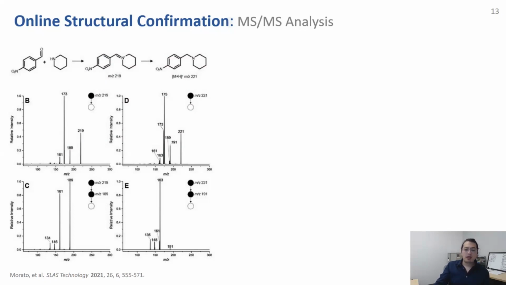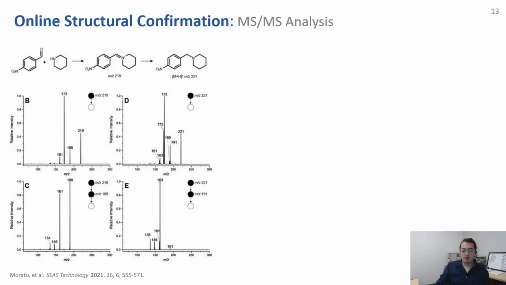But if you don't know, you can take both of them, the 221 and the 219, and characterize them so that at the top, in B and D, you see both the MS/MS of the imine and the amine respectively, and you see that they have very similar fragmentation patterns, basically shifted by 2 units, and they correspond to normal radical losses induced by the nitro aromatic group. Basically, you lose radical N2O, radical NO followed by CO.